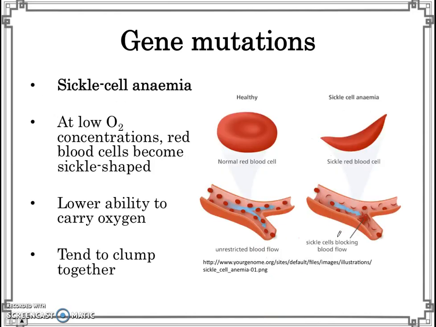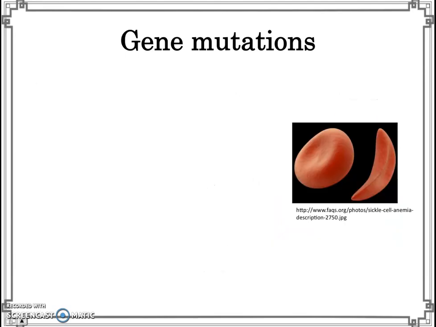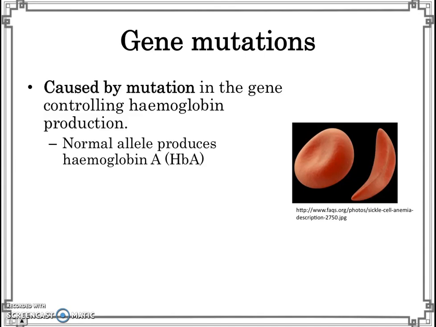Now, the other classic case of gene mutation is sickle cell anemia. So in this disease, what happens is that your red blood cells produce an abnormal form of hemoglobin. And so at low oxygen concentrations, the red blood cells become sickle-shaped. So no longer are they this nice biconcave shape, they become sickle-shaped. And that creates problems because the sickle-shaped cells will all clump together and block up your blood vessels. And they also have a lower ability to carry oxygen because they no longer have that increased surface area to volume ratio.